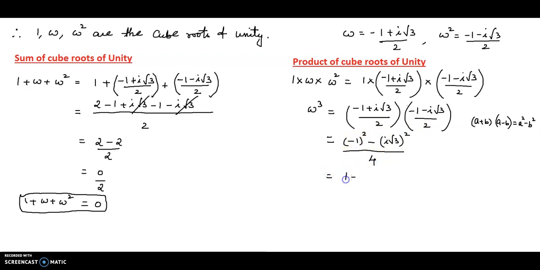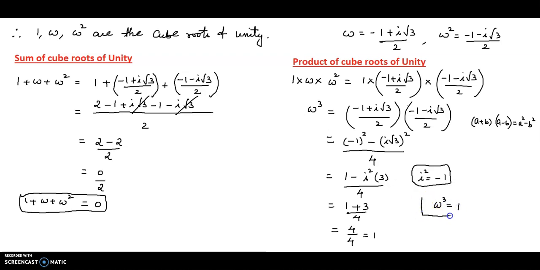So minus 1 square is 1, minus (i root 3) whole square, we get i square times root 3 square, which is 3, whole divided by 4. The value of i square, which we cannot forget any time, is minus 1. So this is 1 minus of minus 1 into 3, which is 1 plus 3, by 4, which is 4 by 4. So that is equal to 1. We can say the product of cube roots of unity is equal to 1.